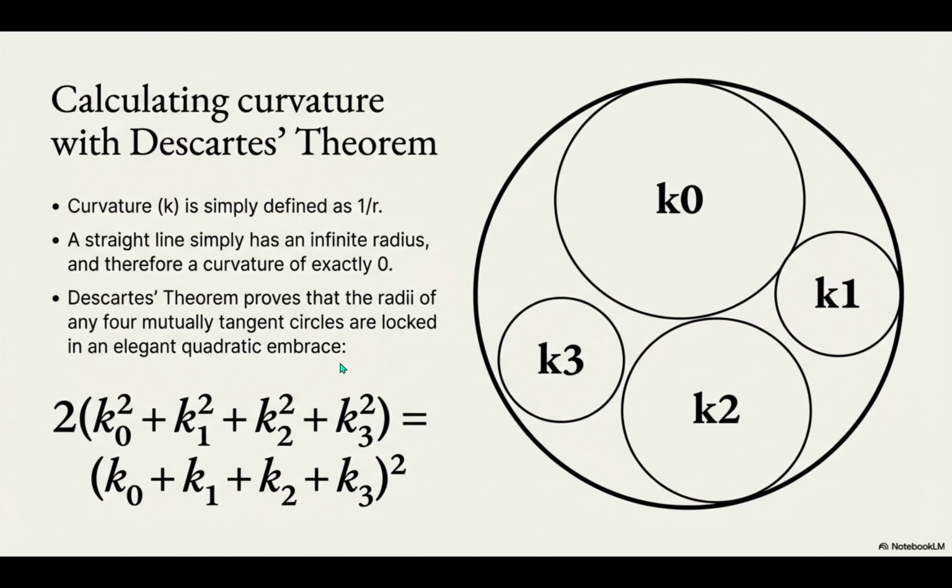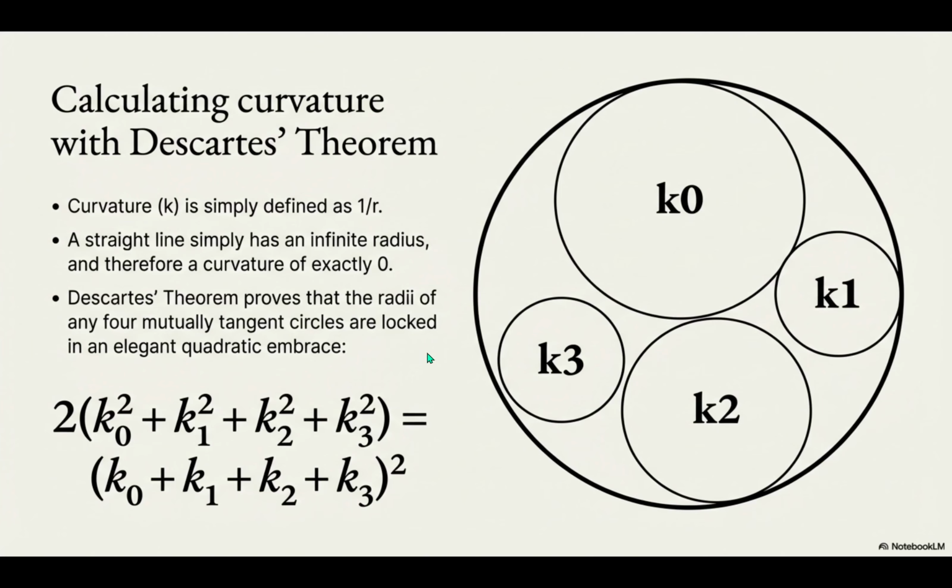Descartes' theorem proves that the curvatures of any four mutually kissing circles are locked in an elegant relationship. Basically, if you square the curvatures of all four circles, add them together, and multiply by 2, that number will always equal what you get if you just add the four curvatures together first and then square the total. The formula itself is incredibly neat, but the sources reveal a remarkable secret hiding inside it.